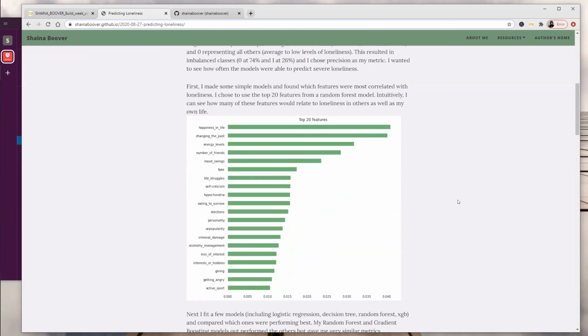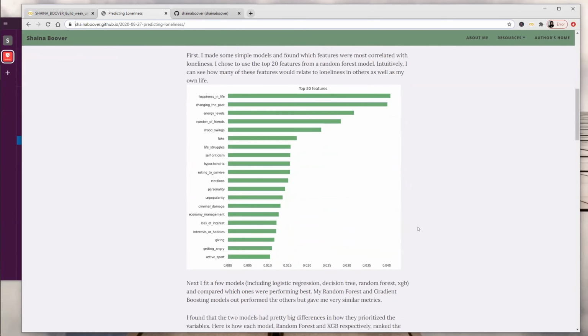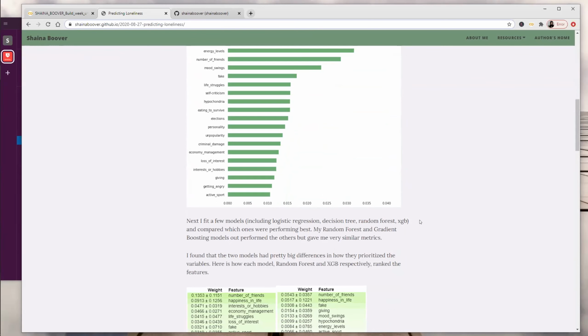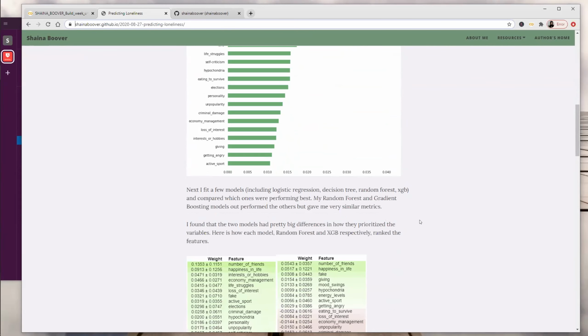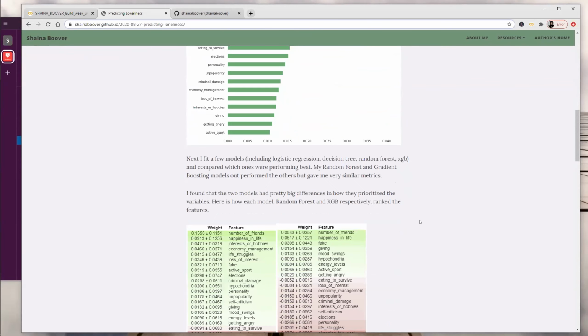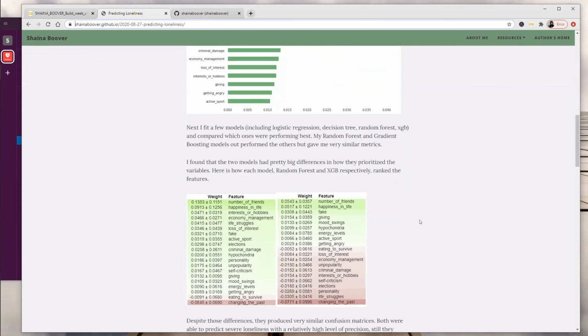And looking at them, a lot of them are pretty intuitive: happiness in life, feelings about the past, energy levels, friends. A lot of these things we feel can relate to loneliness. So then using those features, I fit a logistic regression model, decision tree, random forest, and a gradient boosting model. Compared those to find the best performing one. My random forest and the gradient boosting models gave me the best metrics.